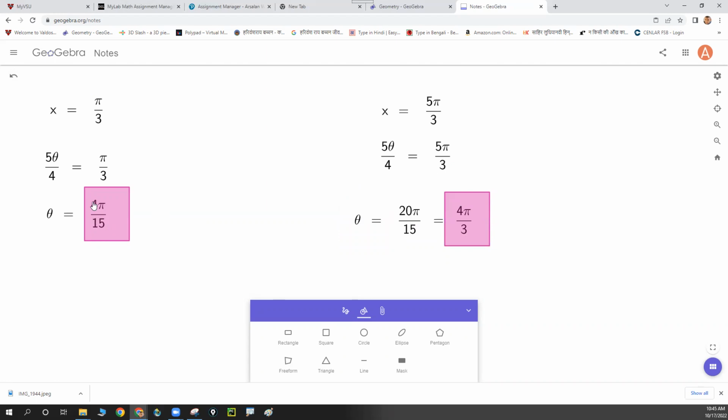Just to let you know, 4 pi over 15 is about 1/3 pi, which is in the right range. And 4 pi over 3 is a little more than pi, which is in the right range. Go back and check. So that's our solution.